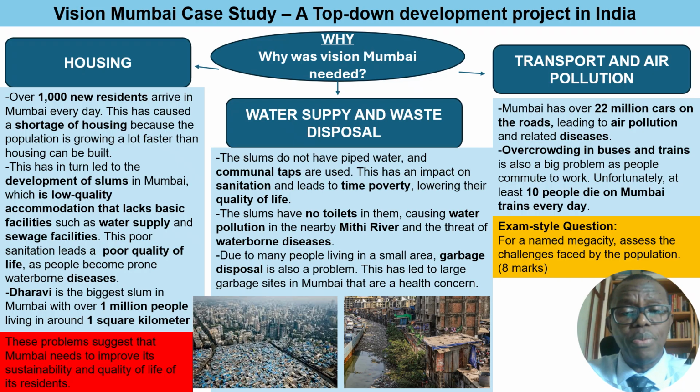Due to many people living in a small area, we've just said that not Mumbai, but Dharavi, which is the biggest slum, has over 1 million people living in 1 square kilometer. And because of that population density within a small area, garbage disposal also becomes a problem. And this has led to large garbage sites in Mumbai, which are a health concern.